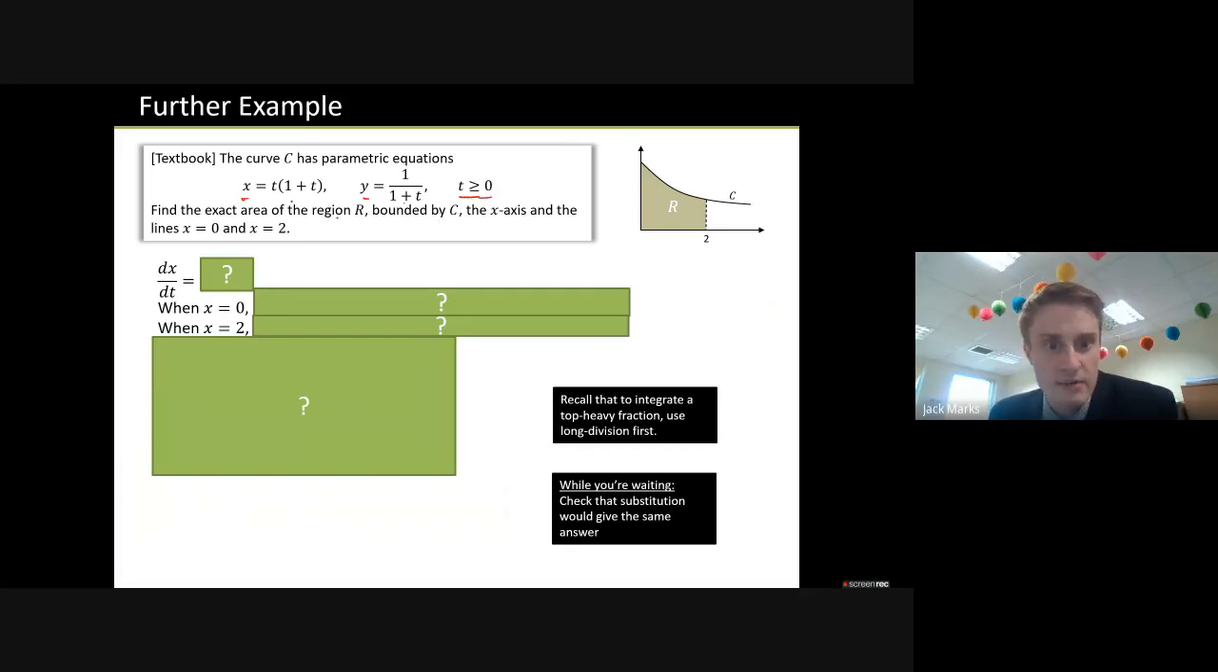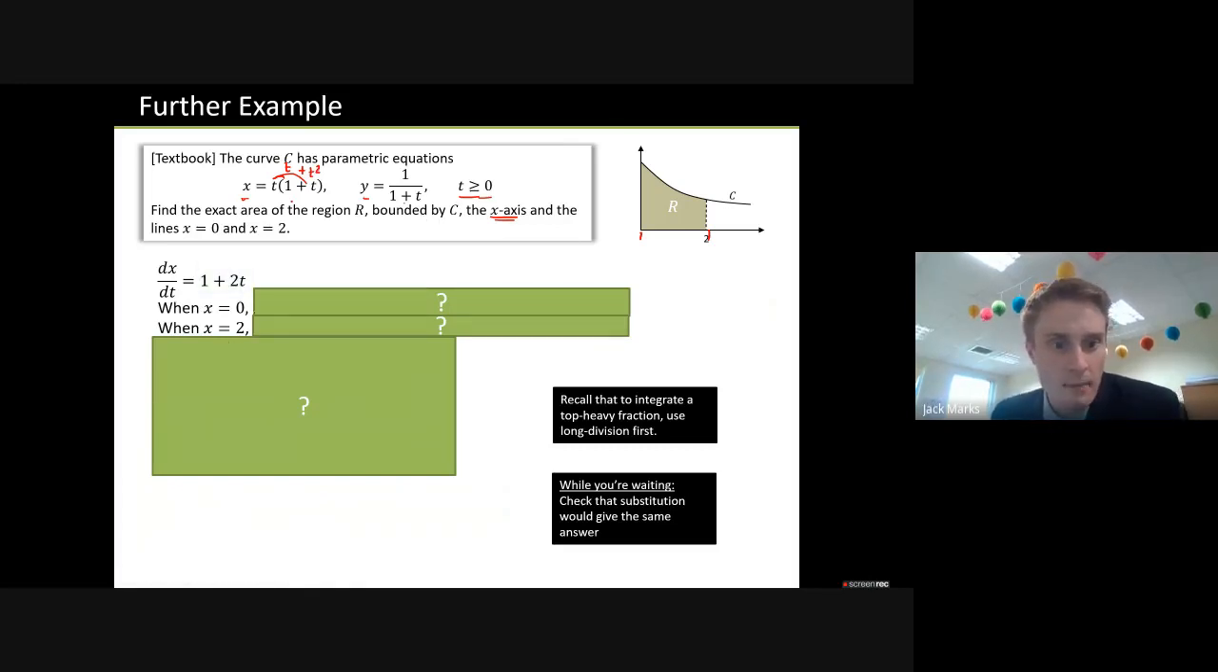Find the exact area of the region R bounded by the x-axis, and the x-axis is just telling you so you don't have to split it. It's just saying it's a normal, regular integration. The line x equals 0 and x equals 2. So dx/dt, easiest way to do this: no need to do the product rule, just expand it out. So t plus t squared. Differentiate that one.